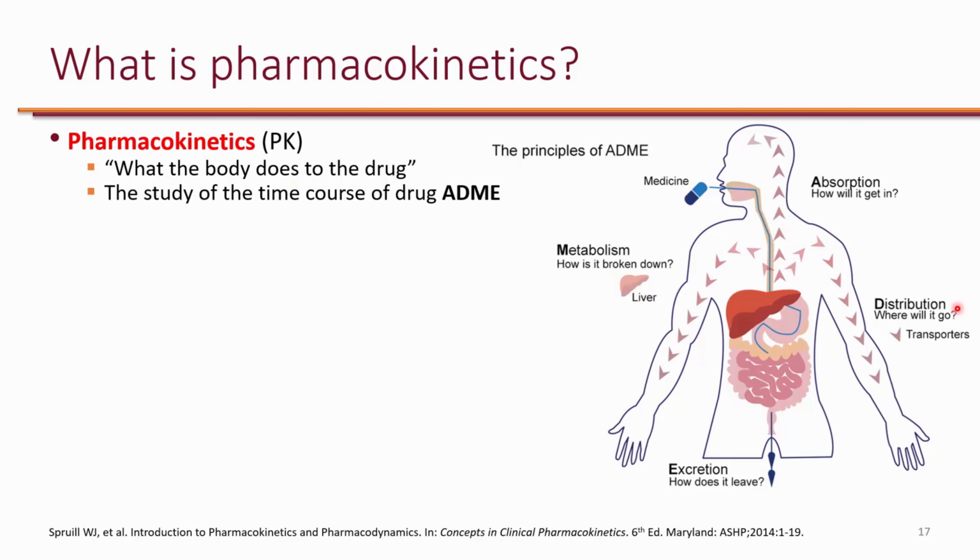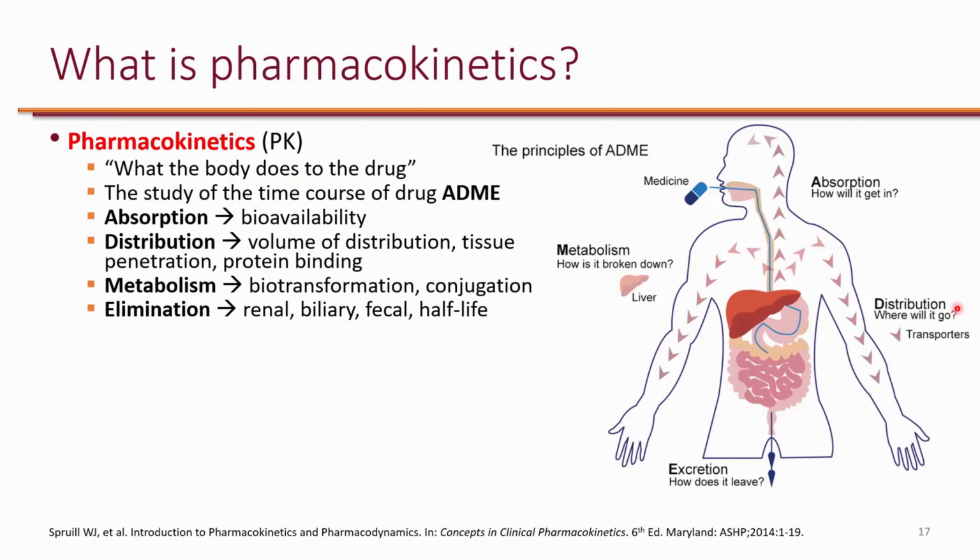Let's review what pharmacokinetics means. Traditionally, pharmacokinetics is known as what the body does to the drug. It basically involves ADME: absorption, distribution, metabolism, and elimination. It's important to consider absorption so we know the bioavailability of drugs. When it comes to distribution, it's important to know protein binding.